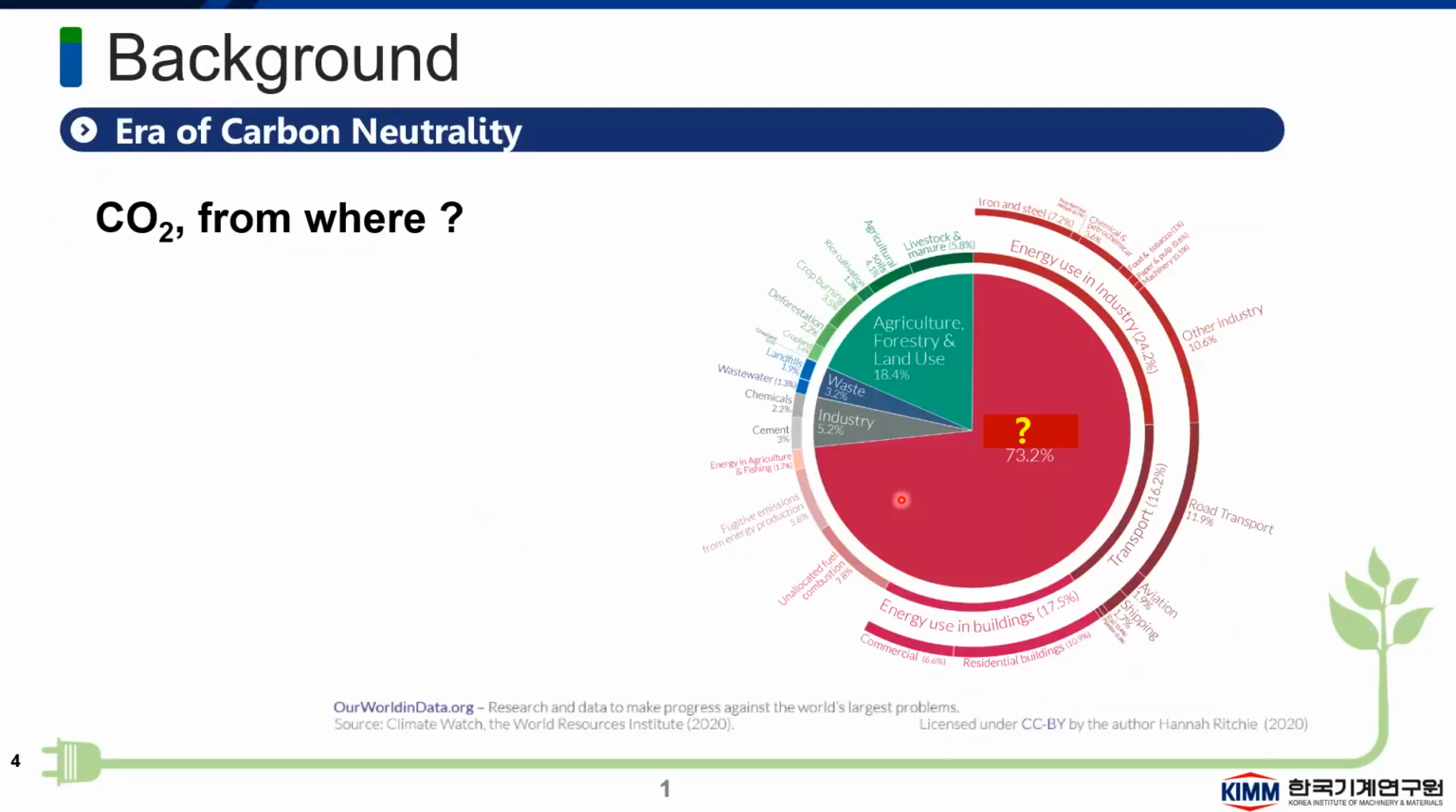So the question is, where does this CO2 come from? Around 73% of CO2 emission is from energy. That energy sector includes the electricity from industry, transportation, and energy used in buildings.